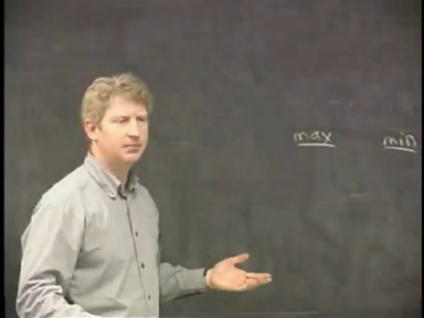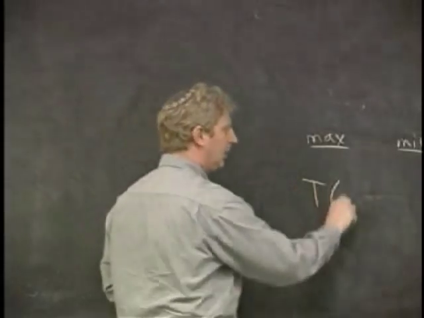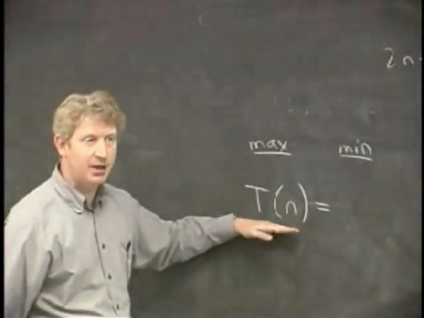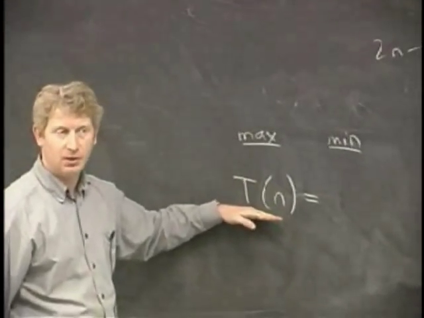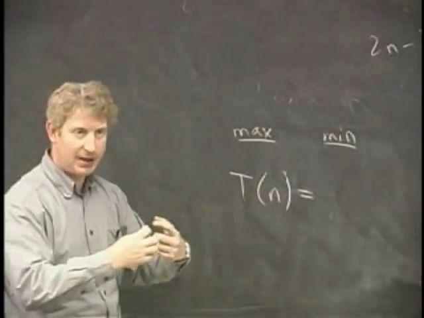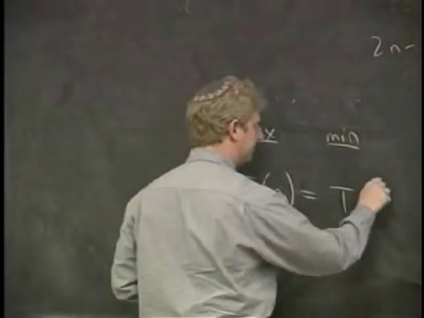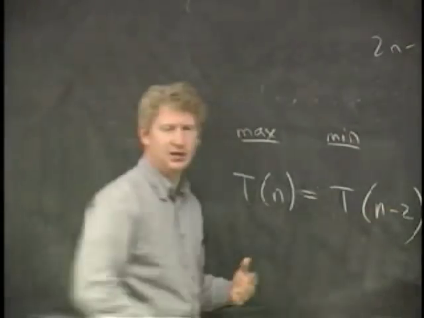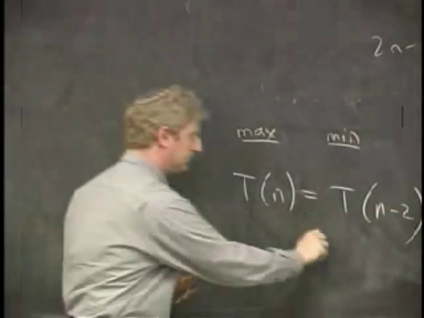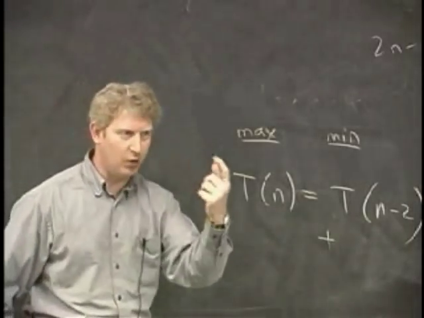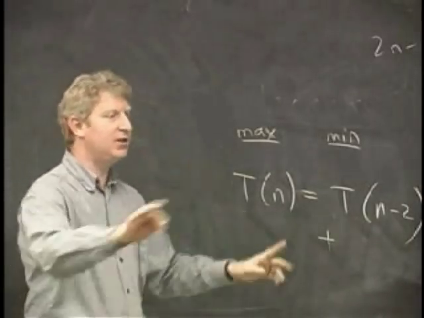Let's analyze this. We're doing it recursively. We want to solve a problem, max min, for a whole list of n elements. Take away two of them and get the max min for everything except the first two. That's T(n minus 2). Now, how do we connect the answers together? You've got two left over. You've got the max and min of everything except those two.